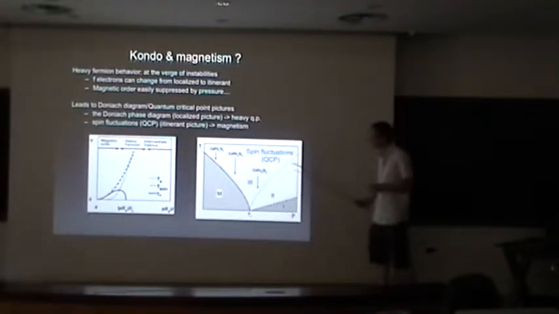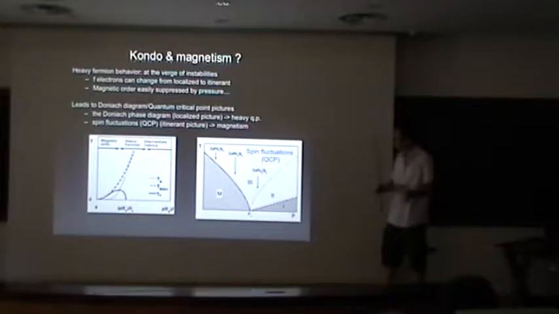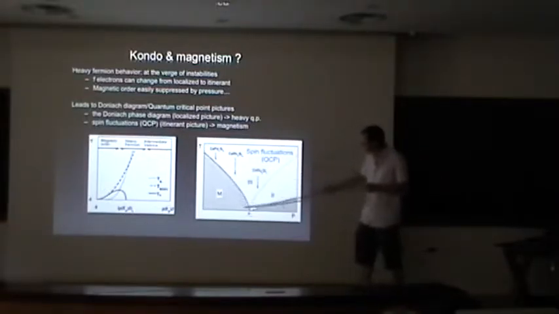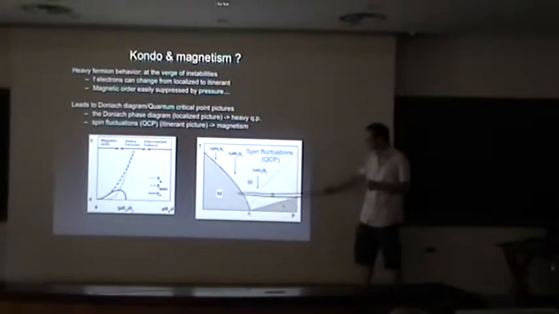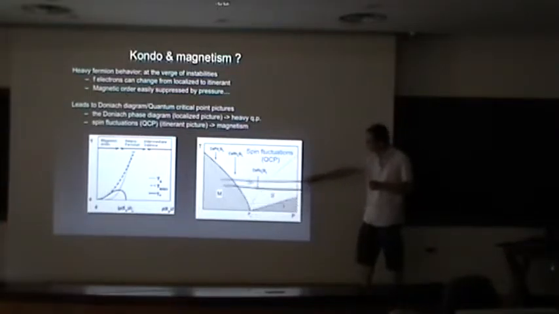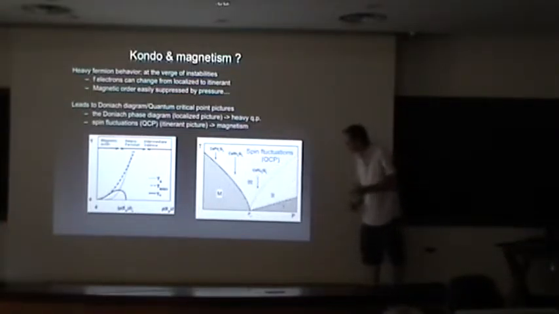Now people speak a lot in a picture which is closer to that of itinerant magnetism and quantum critical points. Basically you have a magnetically ordered phase and spin fluctuations which will renormalize the quasiparticles, and heavy fermions are always close to the point where you can completely suppress this magnetic state. This is where you get heavy masses. So it's the same as the Doniach diagram, but with a slightly different language.